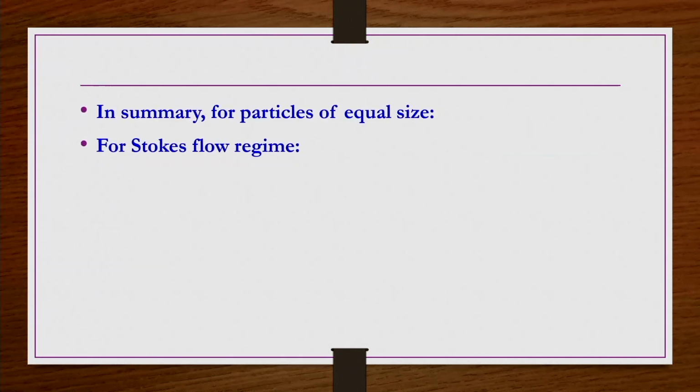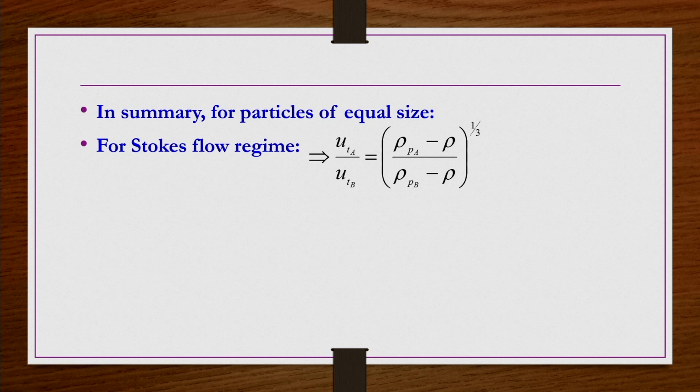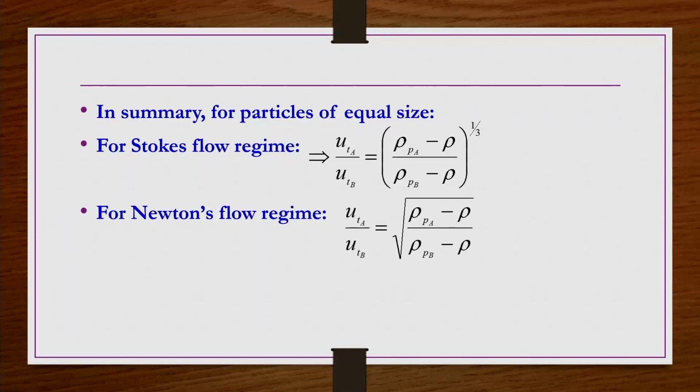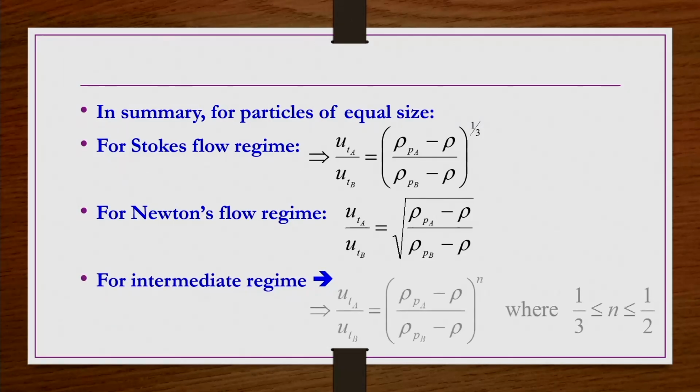So, in summary, for Stokes flow regime, we have seen that UTA by UTB is equal to the cube root of (rho PA minus rho) divided by (rho PB minus rho). If it is Newton's flow regime, we have seen that UTA by UTB is equal to the square root of (rho PA minus rho) by (rho PB minus rho). So, in the intermediate range, let us say UTA by UTB is equal to (rho PA minus rho) by (rho PB minus rho) whole power n, where n varies between 1 by 3 and 1 by 2 for the intermediate range.